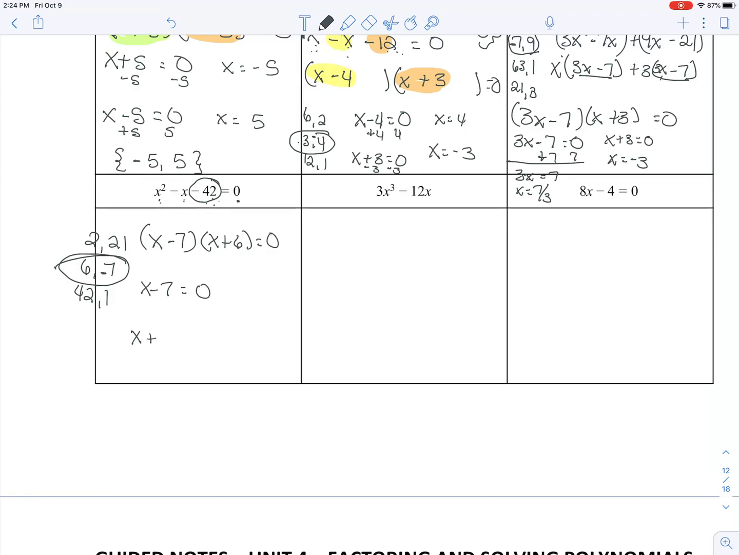setting each of those equal to 0. I get x equals 7 and x equals negative 6. So my solution set is negative 6, 7.